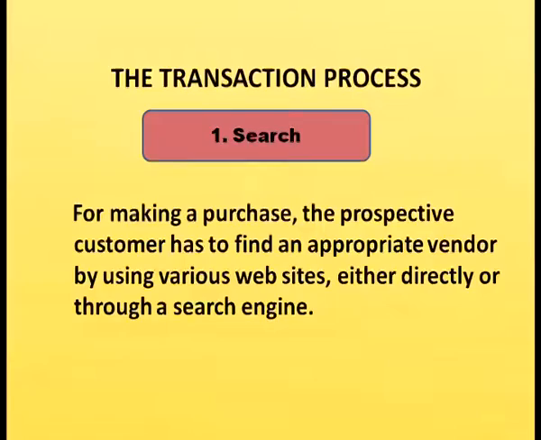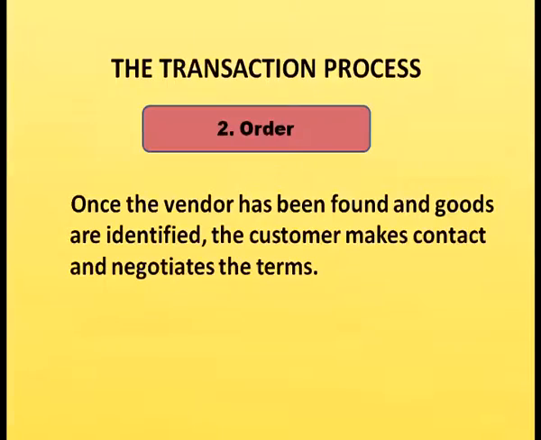Let us study the transaction process. What is the process for conducting e-business? First, search. That is, for making a purchase, the prospective customer, that is a customer who has enough money in his hand, has to find an appropriate vendor, that is seller, by using various websites. The customer will search various websites, either directly or through a search engine. Next, the transaction process is order. Once the vendor has been found, that is once the seller has been found and goods are identified, the customer makes contact with the particular seller and negotiates the terms and conditions.